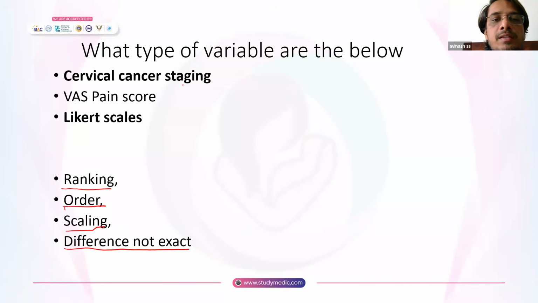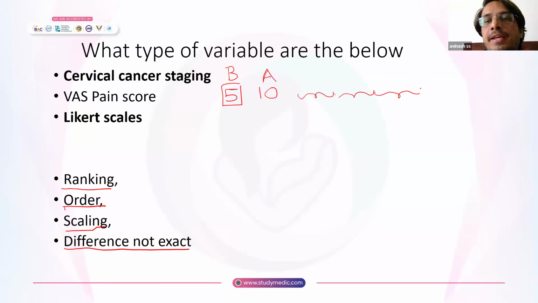What do you mean by that is, a person is having a pain score of 5. We cannot say that a person who is having a pain score of 10 is having twice the amount of pain compared to a person who is having a pain score of 5. We cannot conclude that, because the difference between each stage or an order is not exact. For example, grade 4 staging means it is not 4 times as cancerous as cervical grade 1. So it is not like that. Those are all called measured under ordinal scale. So these are also again categorical data.